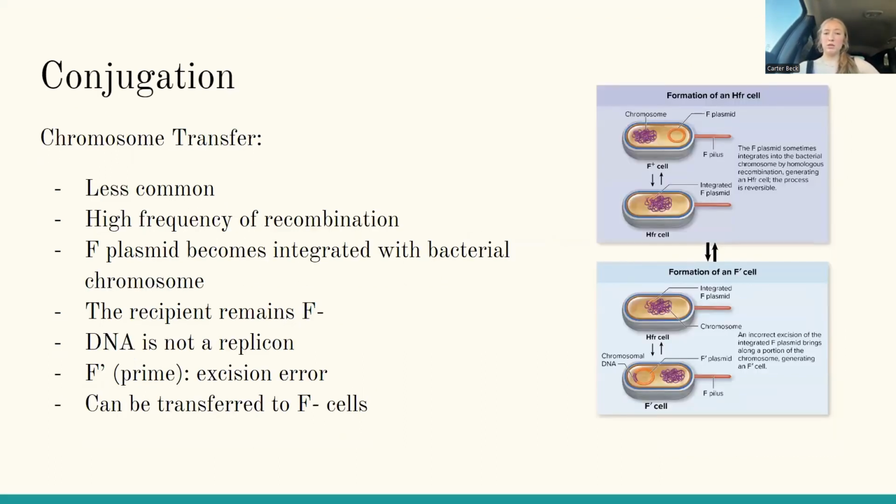All right, and then the second one is a less common process of chromosome transfer. In these high frequency of recombination cells, the F plasmid integrates into the bacterial chromosome. The DNA that enters the recipient cell is not a replicon, which means it is unable to replicate by itself. If the DNA does not integrate with the recipient chromosome, it will be degraded and will remain an F negative cell. HFR cells can reverse back to F positive because the integration process is reversible.